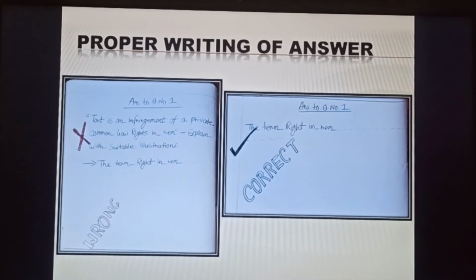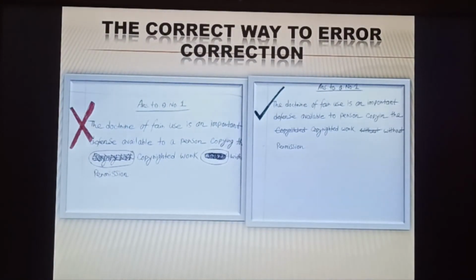The next one is proper writing of answers. The left side is the wrong pattern of answer. Do not write the question in the answer paper because the question is already there. Always start with the answer. That is the correct way, as given in the right picture.